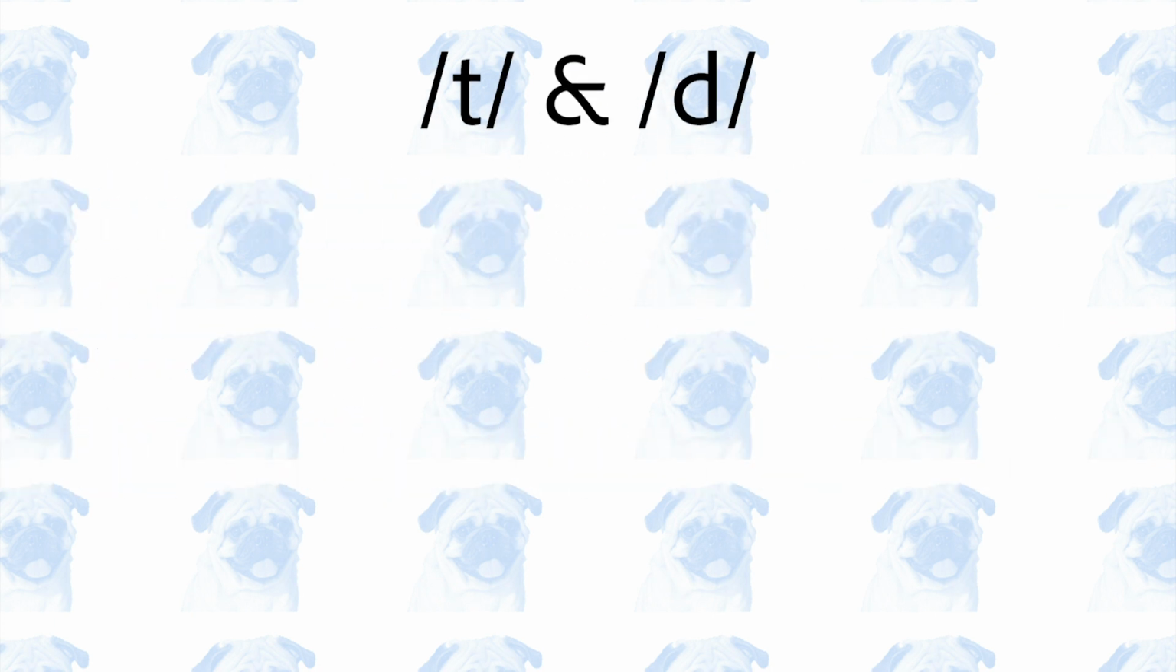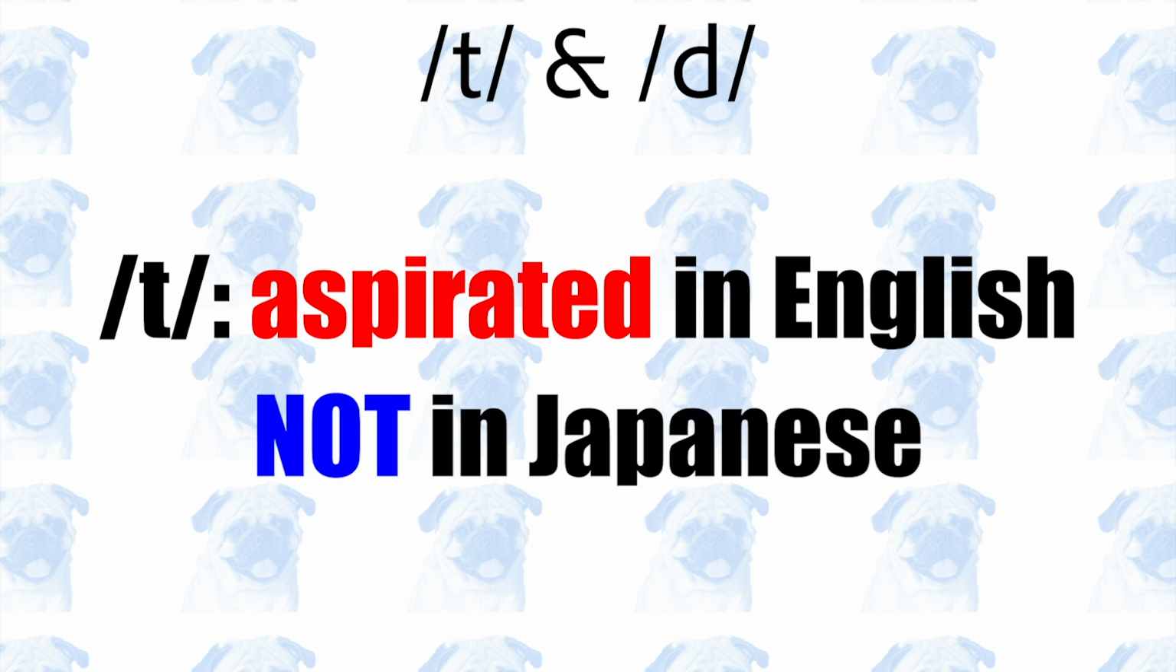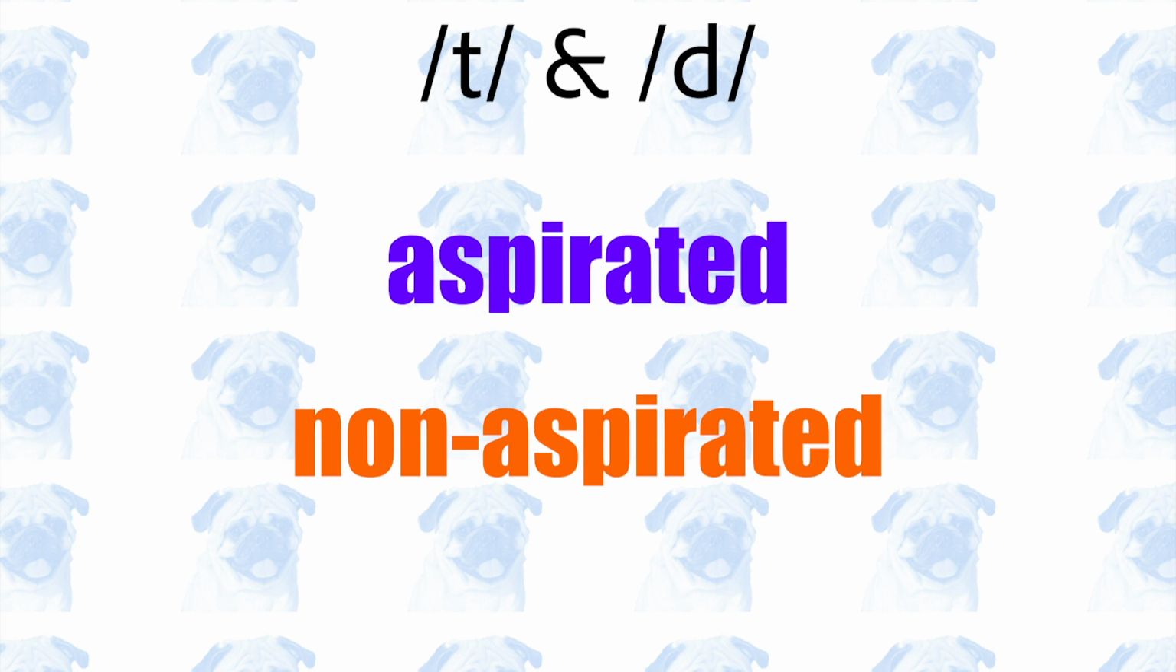Ta and da. Similarly to pa, ta is also aspirated in English, whereas in Japanese it is not aspirated. Here's a contrast between aspirated t and non-aspirated t.